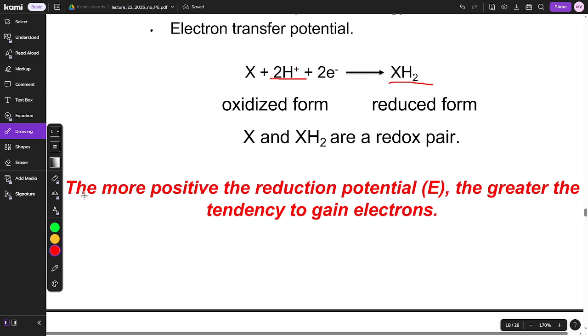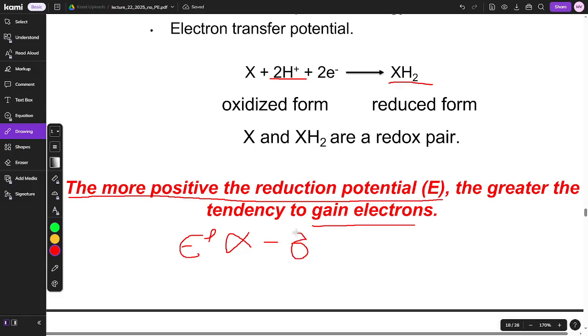And the more positive the reduction potential is, so E naught, the greater the tendency is to gain electrons. So you can imagine that a more positive E is proportional to a more negative delta G, right? It's proportional to a negative delta G because it suggests spontaneity.